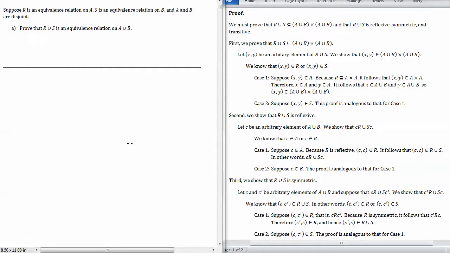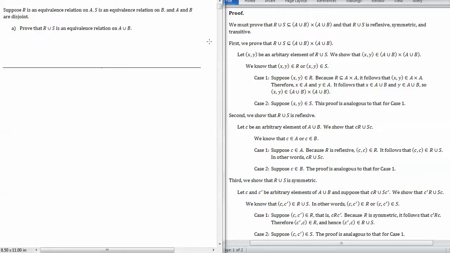Now, if you've already seen the proof that if you have a partial order on A and another partial order on B, and these sets are disjoint, then the union of the partial orders is a partial order on the union of the sets, well, this proof is going to be quite similar to that. The only difference between a partial order and an equivalence relation is that they're both reflexive and transitive, but the partial order is antisymmetric, whereas the equivalence relation is symmetric. So only the symmetric part of the proof is really going to be different. But we'll go ahead and do the whole thing, just to have a record of it.